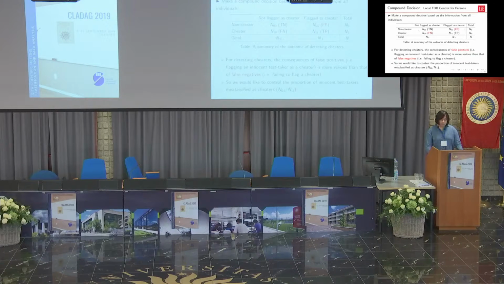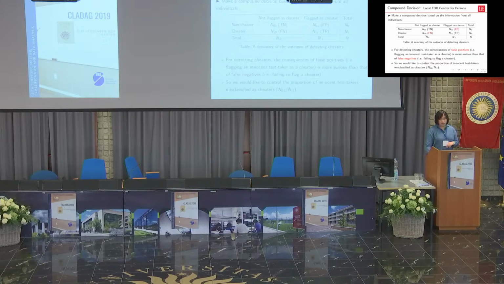So we separate this decision framework. The first one is for the people. For detecting the cheaters, the false positive, which means that you flag an innocent person as a cheater, is a more serious error than the false negative, which means the detection failed to flag the cheater. So we want to control that proportion.